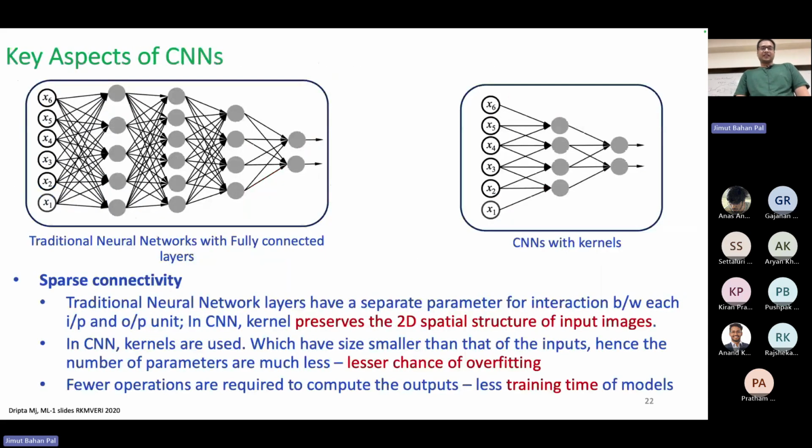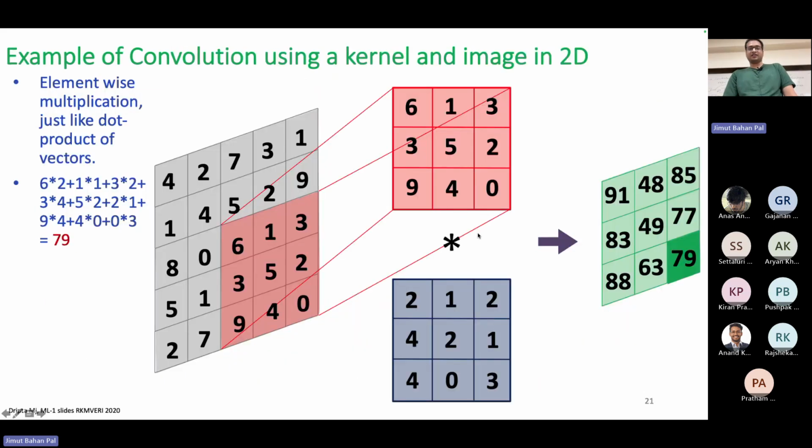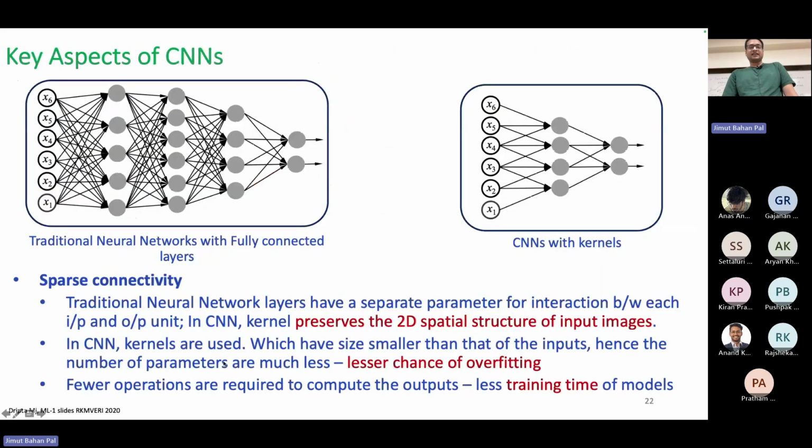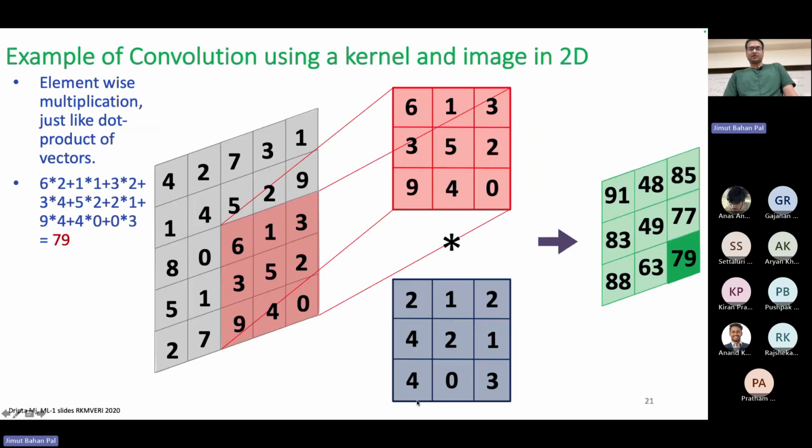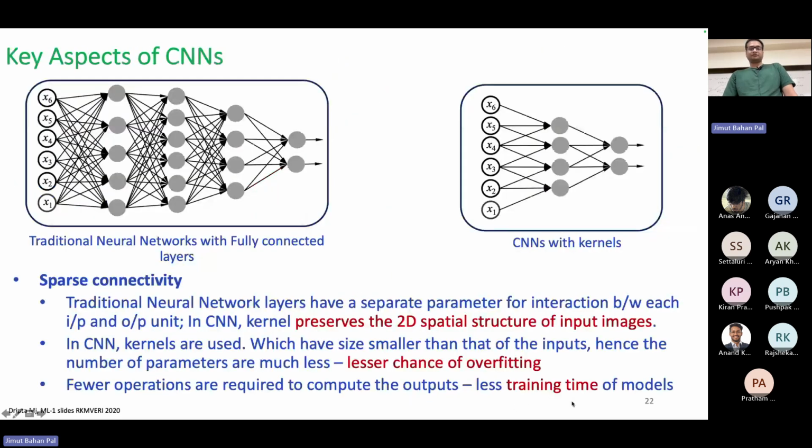So the key aspects of CNN: there is sparse connectivity. Traditional neural networks have separate parameters for interaction between input and output units, and in CNN, the kernel preserves the 2D spatial structure of the input image, as we have seen here. In CNN, kernels are used which are smaller than the inputs. Hence, the number of parameters is much smaller, so there is a lesser chance of overfitting, and fewer operations are required to compute the outputs. Hence, less training time for models.